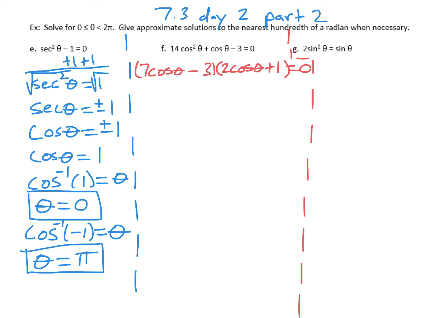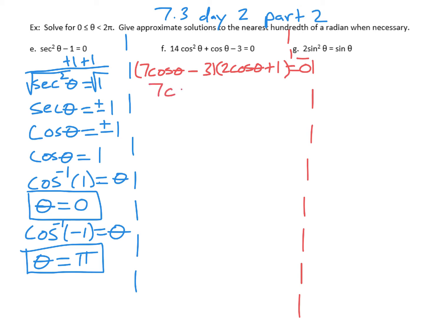Okay. We've got it factored. 7 cosine theta minus 3 times 2 cosine theta plus 1. Right? Again, we've practiced factoring trig functions. If you wanted to ignore the cosines and just say that those are x's, you could take them out and then put them back in if that helps you factor. Okay? Now, this plays out one factor at a time.